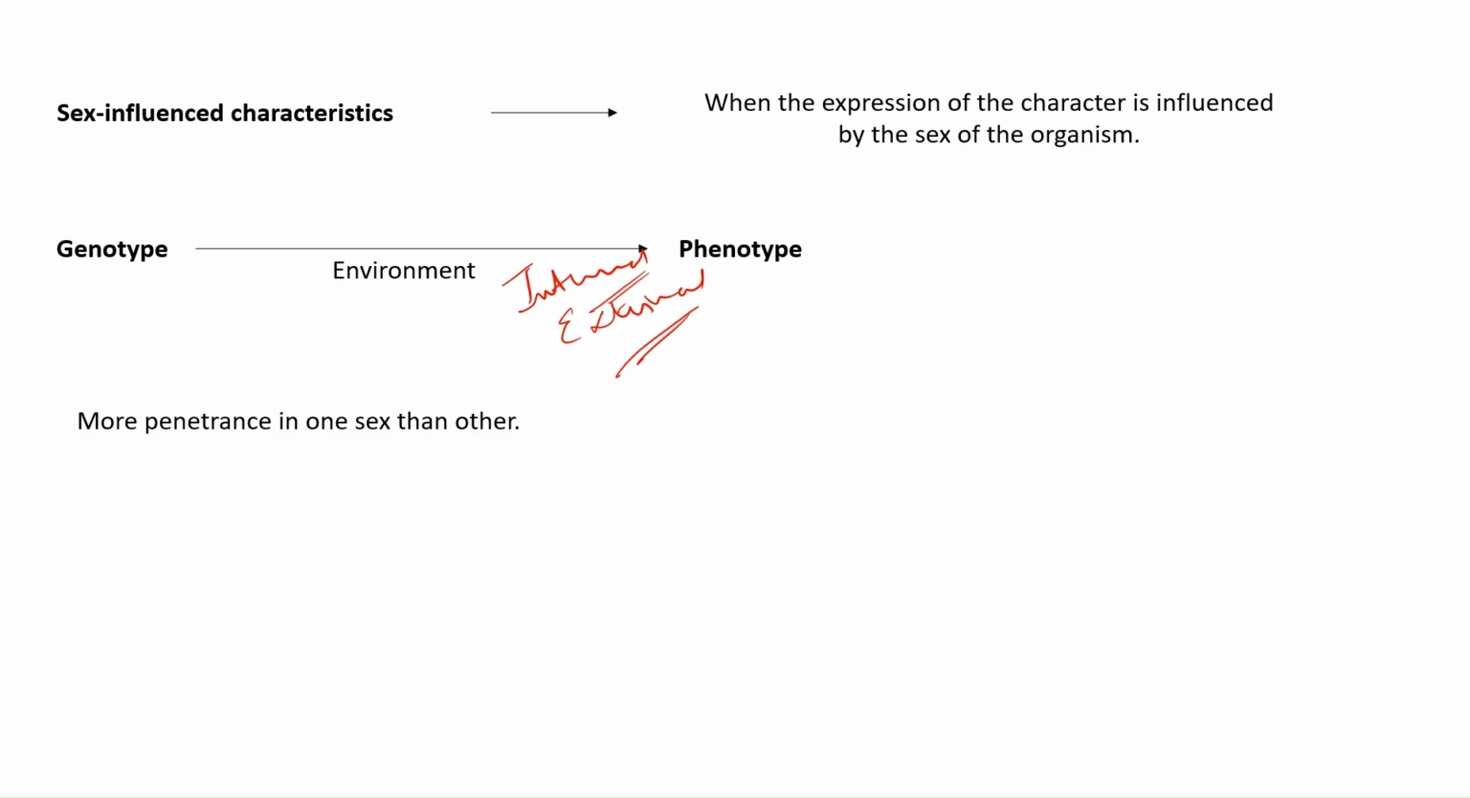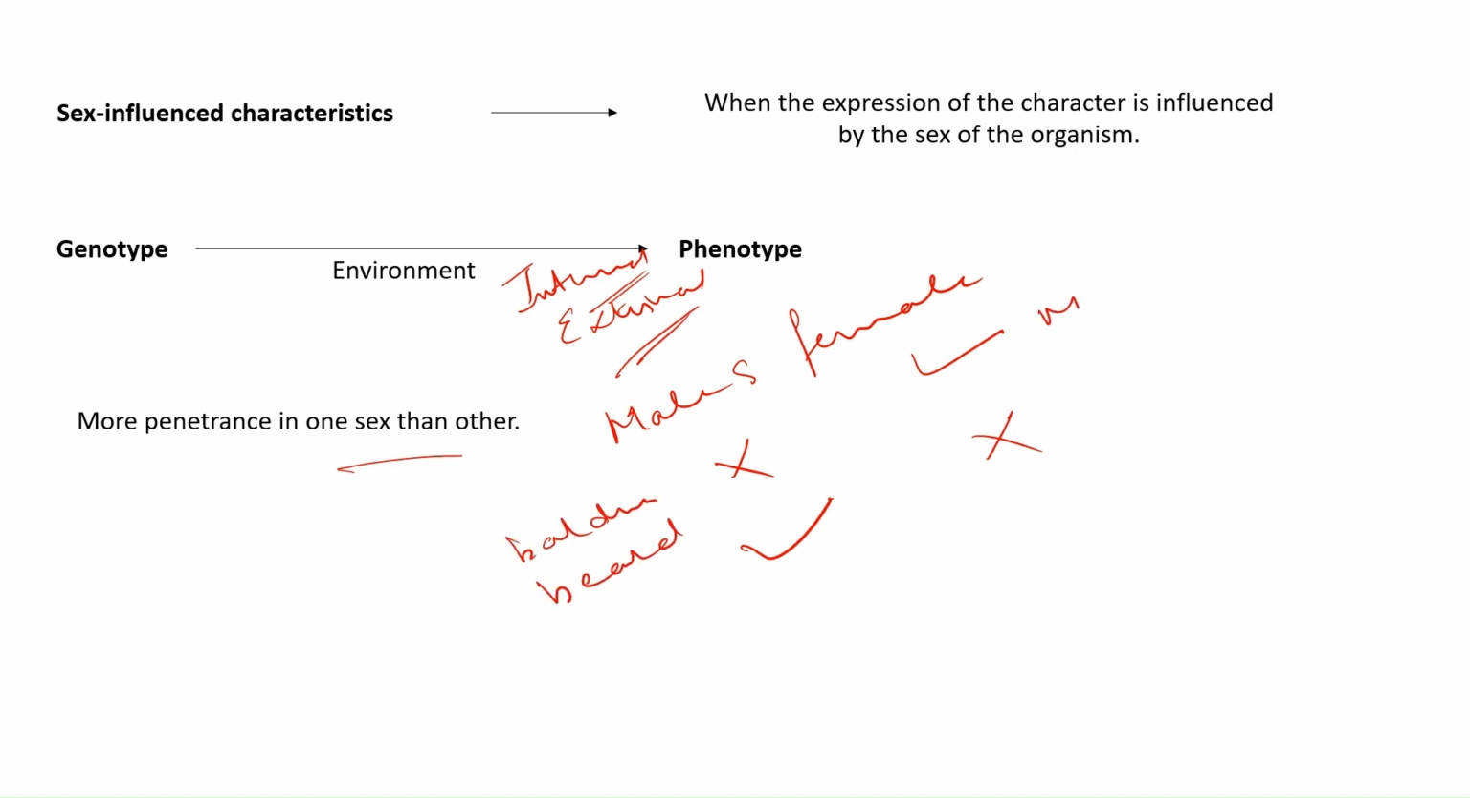Now, sex influenced characteristics means the character's expression is different in males and in females. Some characters may be expressed more in females and less in males, and some are expressed more in males and less in females. So we can say there is more penetrance in one sex than the other. For example, baldness, beard, and mammary gland development. These characters get expressed more in one sex compared to the other.